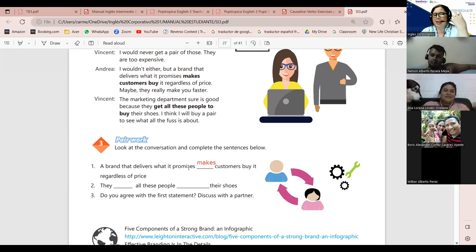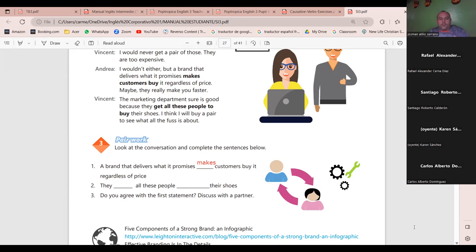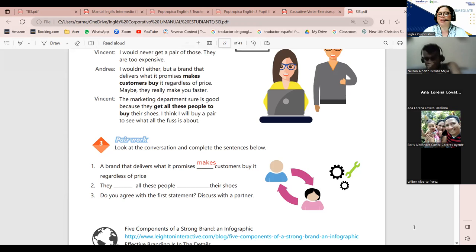Okay, so what makes customers buy something regardless of price? In this case, they are saying that it's a brand that delivers what it promised. Okay, somebody wants to add something? Boris and then Hosman. Do you agree? Si quisieran agregar algo más a esto y si están de acuerdo con esa oración que está en la primera oración acá.